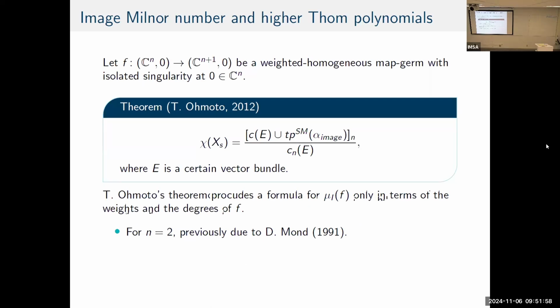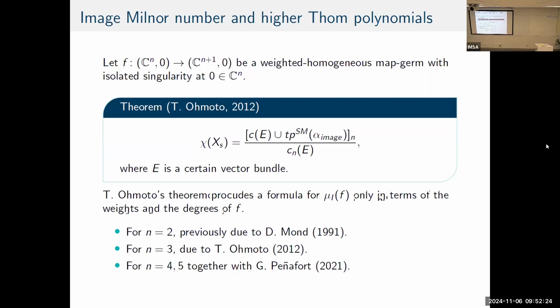So for n equals 2, the formula for the image Milnor number in terms of the weights and degrees was given by David Mond using different methods. It was not until 20 years after that, using this formula, that Toru Ohmoto, using Rimányi's method of Thom polynomials, gave a formula for n equals 3. And after that, in joint work, we computed this Thom polynomial for dimensions 4 and 5.